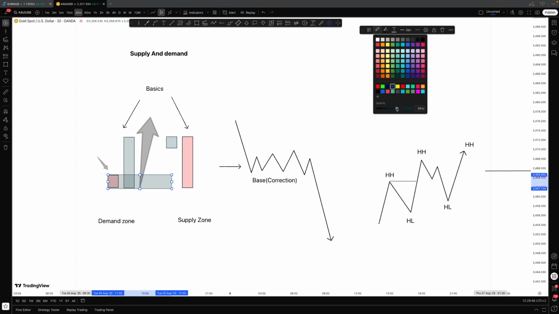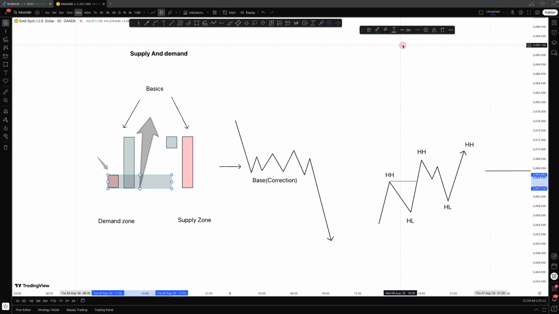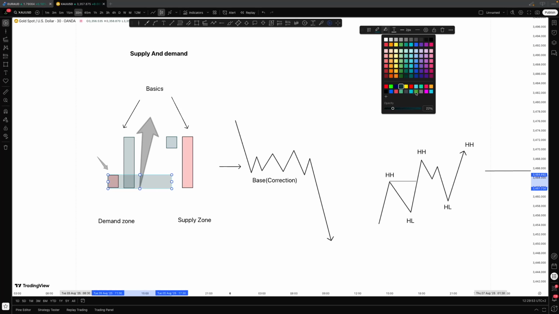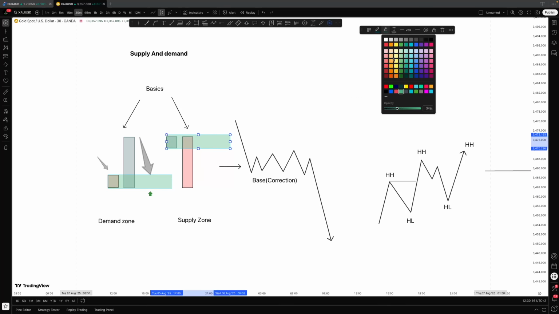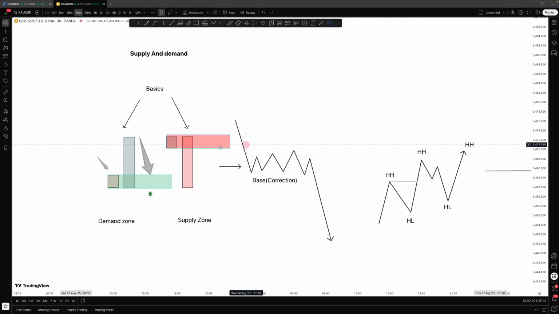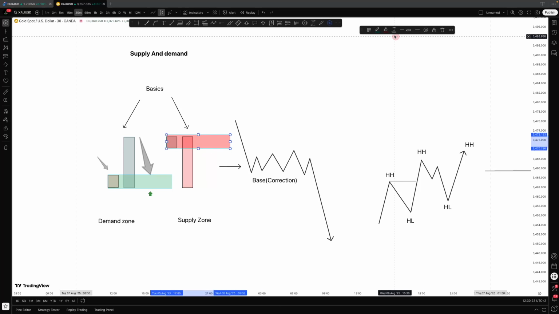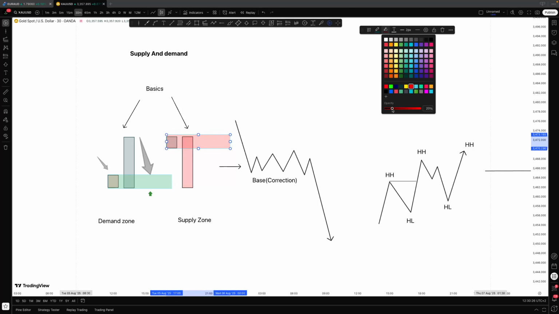On a demand zone, we will be looking to enter the market to the upside. All we are looking for is to enter longs only. So when the market retraces back to this area, this is where we should be looking to go long. The same applies on the supply zone here. We will be looking to go short. And to understand this very clearly, you have to understand the concept first, so that you can understand everything.